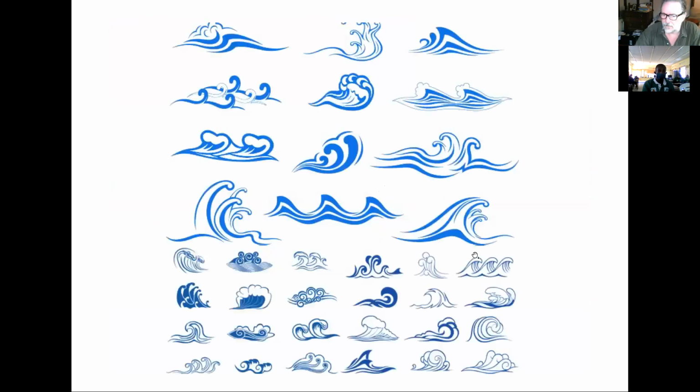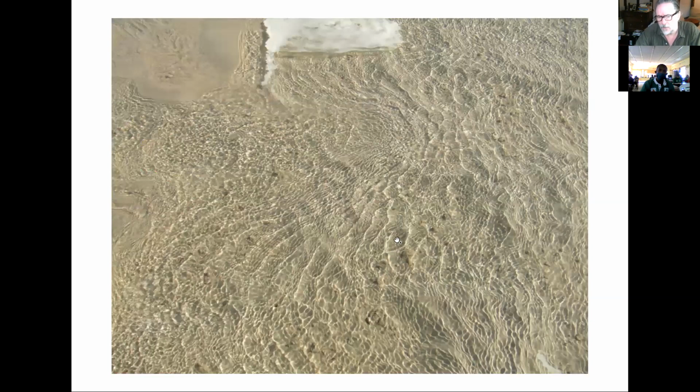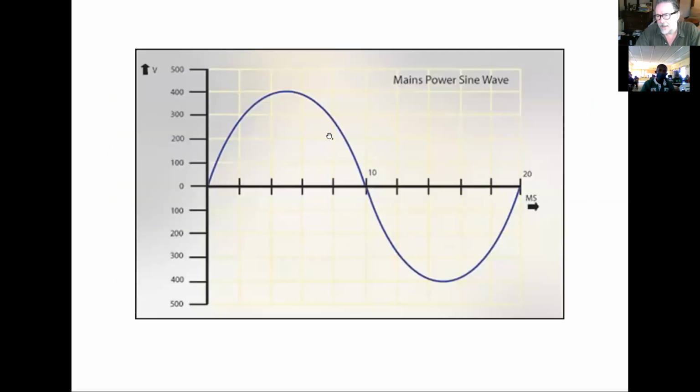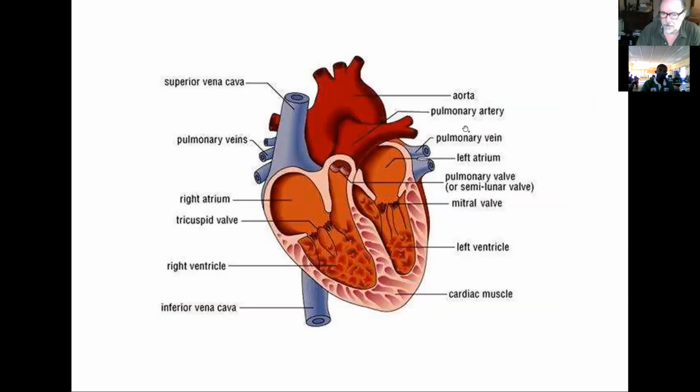Okay, wave patterns. There's something amazing about water, and the patterns that it makes. Flows of rivers, flows of weaving. Again, patterns in waters, wave patterns. How about energy as a wave? Electricity comes as a wave. Energy has a flow and it has a shape to it. So something interesting about that to notice. That's your heartbeat. That's the rhythm of your heart. It's also a wave. So there's something about that that's very important, the way that our heart works.